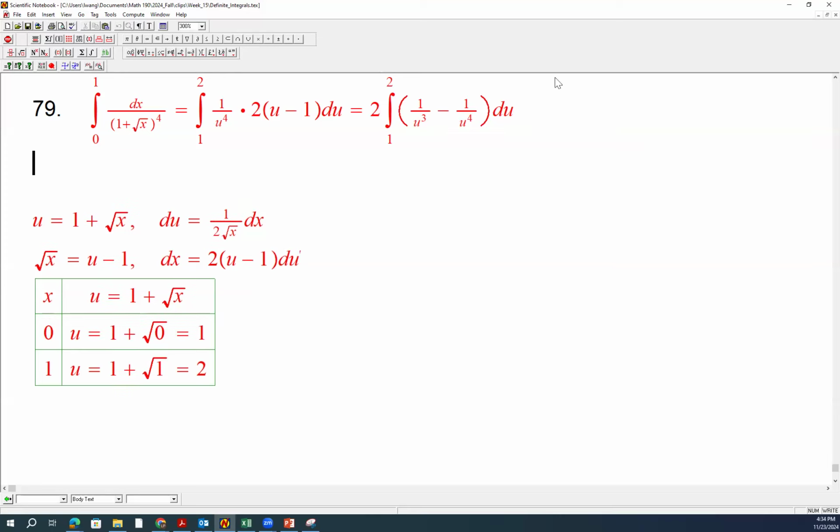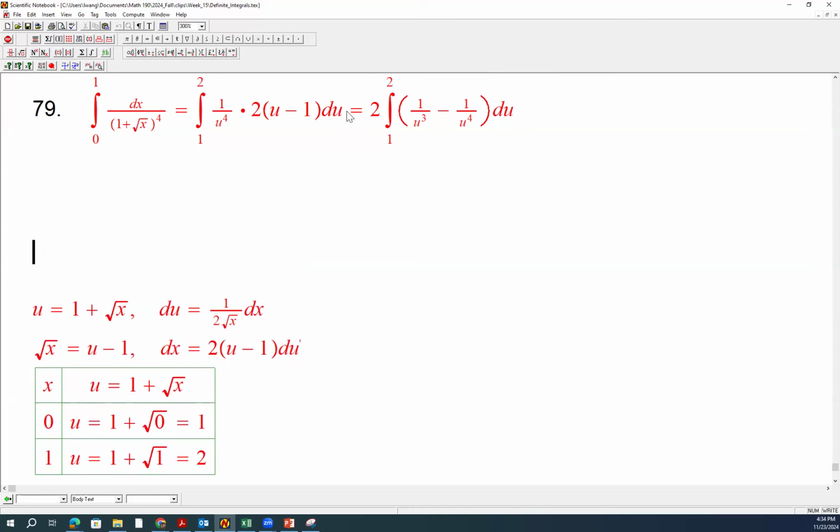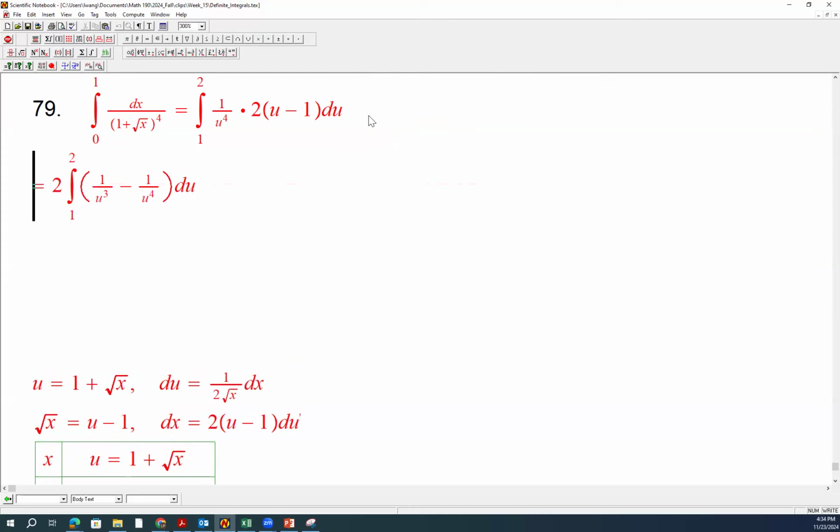Okay, continue. All right, so the rest is very straightforward. We will have the antiderivative. You can write this as u raised to the power of -3, and this is u raised to the power of -4.